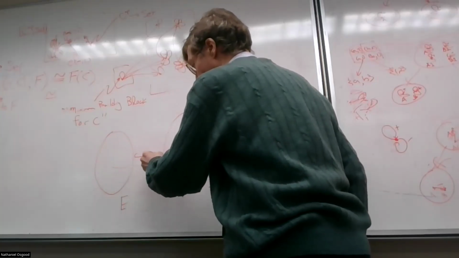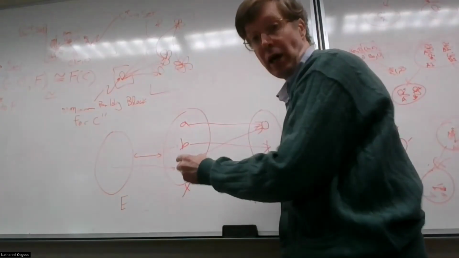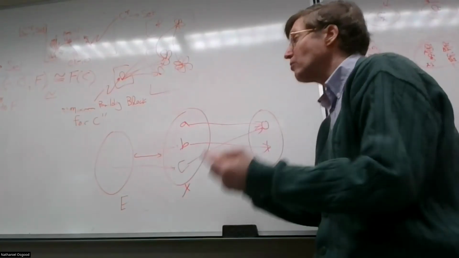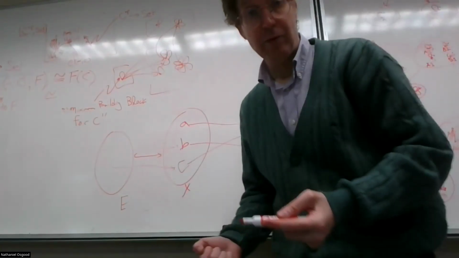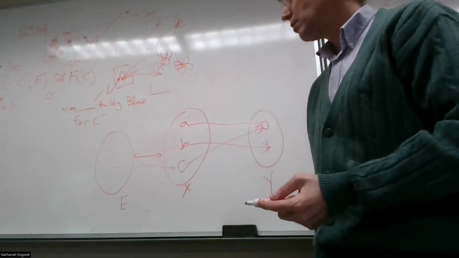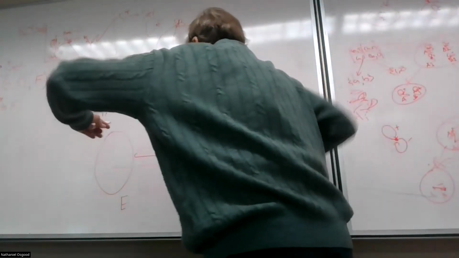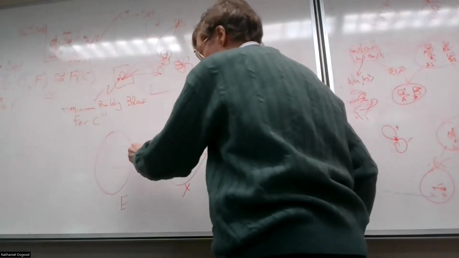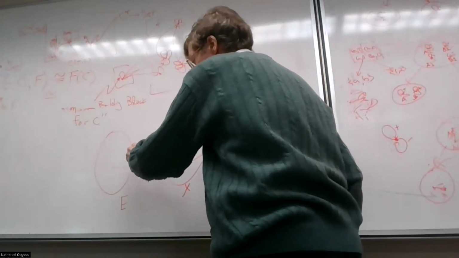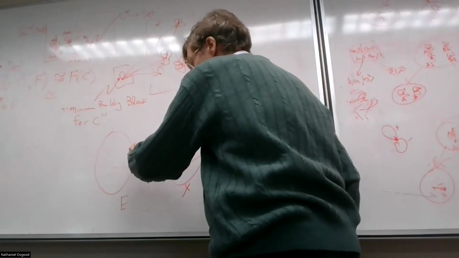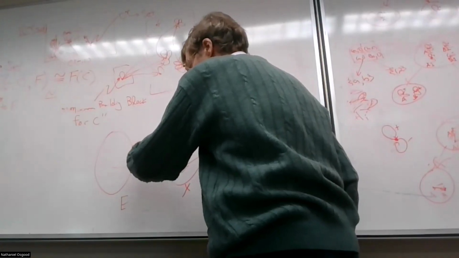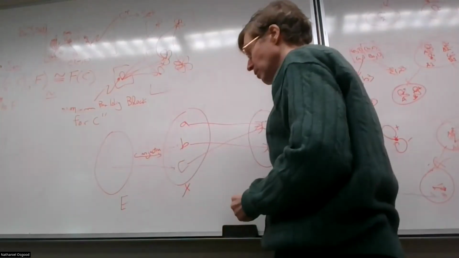What's the equivalent of a monomorphism in Set? Does anyone remember? What sort of function is the equivalent of a monomorphism? No two objects go to the same thing. So what is it called? We call that a what function? Begins with I. Yeah, injective function. It's an injective function. That's what a monomorphism is here.